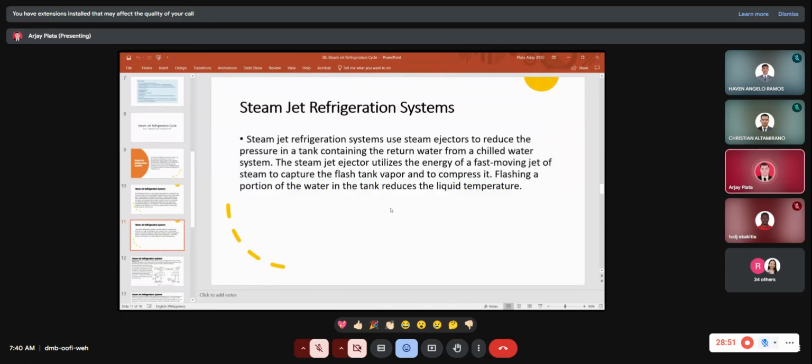Steam jet refrigeration systems use steam jet ejectors to reduce the pressure in the tank containing the return water from a chilled water system. The steam jet ejector utilizes the energy of a fast-moving jet of steam to capture the flash tank vapor and compress it. Flashing a portion of water in the tank reduces the liquid temperature.